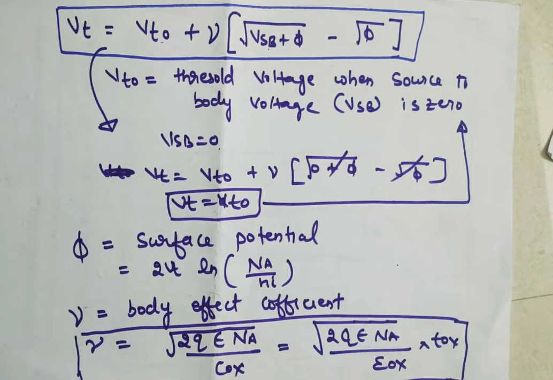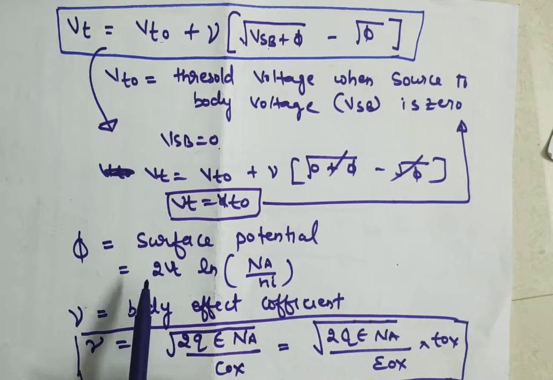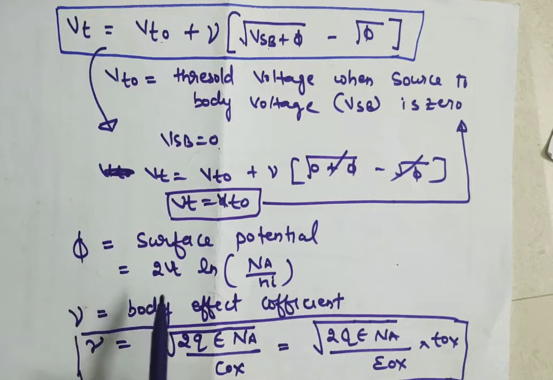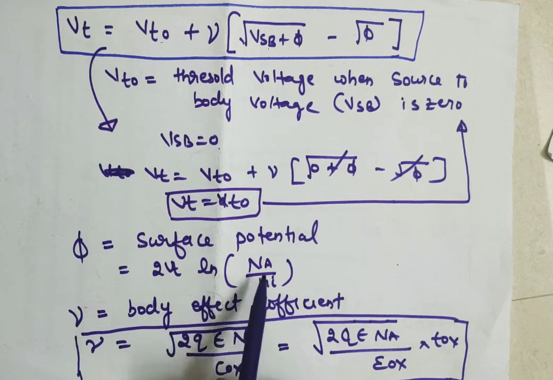What is the other term we have seen? The other term is the surface potential. So what is phi? Phi is the surface potential. The equation of phi is 2 Vt ln(Na by Ni), where Vt here is the thermal voltage. So what is Na here? Na is called the doping. If we are using an N channel MOSFET, it's Na. If we are using a P channel MOSFET, it will be Nd.